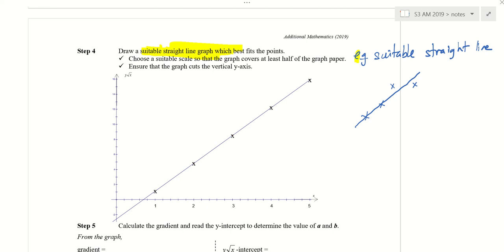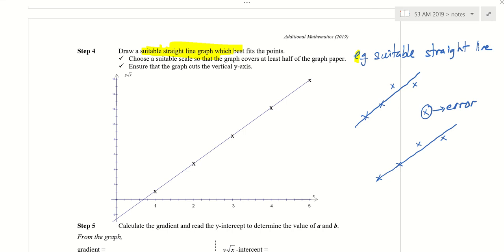Yeah. So let me give you another example. This is also a best straight line. This is also a best straight line. So for example, I have something like that: 1, 2, 3, 4, then got 5.